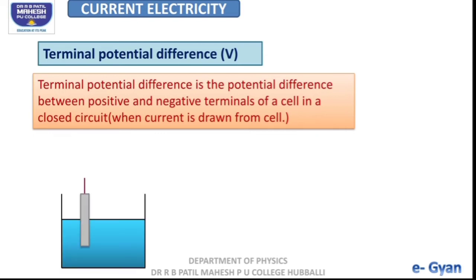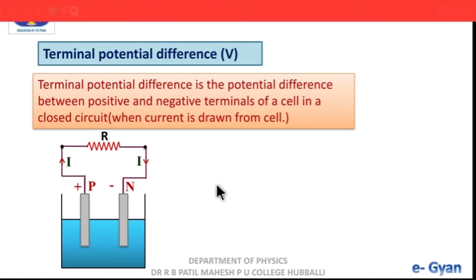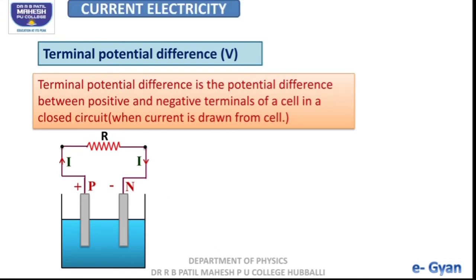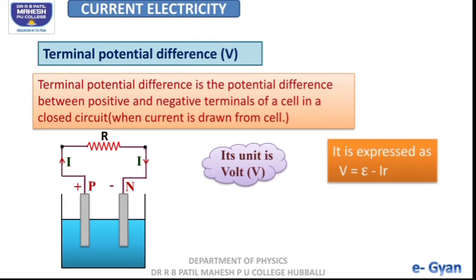Here it is shown by the cell. Two electrodes are connected to external resistance and current starts flowing through the circuit. The potential difference between the terminals of the battery when current is flowing in an external circuit is called terminal potential difference. Its unit is volt. It is expressed as V equal to E minus I into R, where E is the EMF of the cell, R is the internal resistance, and I is the current flowing through the circuit.